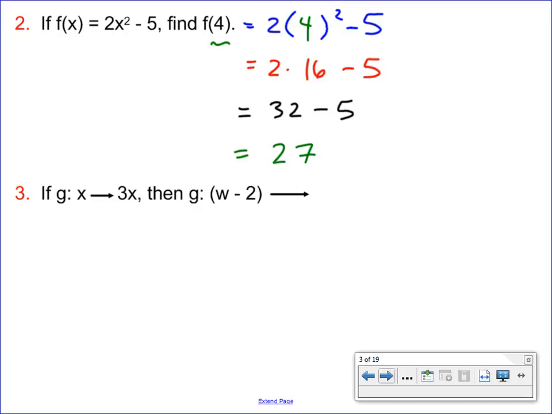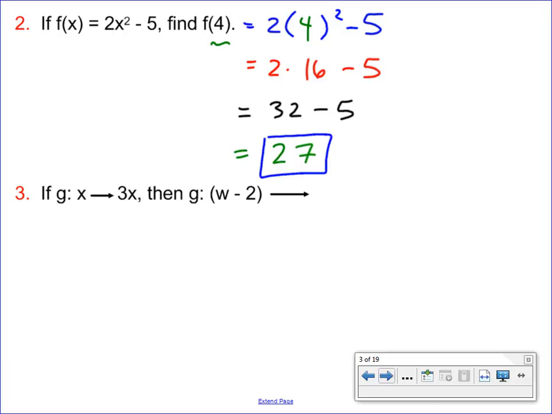Raise your hand if you already had 27. 27. Great work. Thank you. Hands down. And we can use mapping notation as well. If I have a function named g that accepts input values and maps them onto outputs in accordance with the rule of 3 times my input x, then I can evaluate a function with a variable input as well.